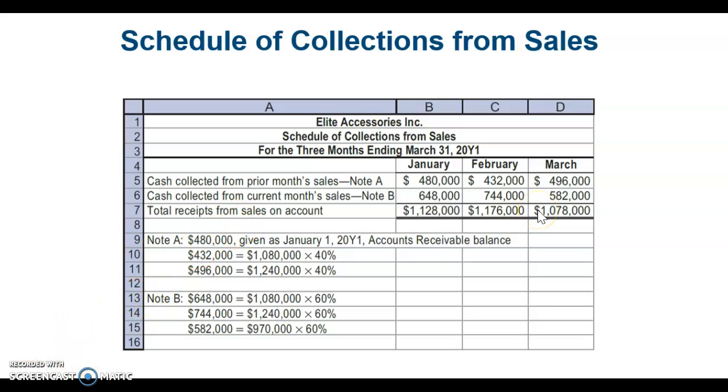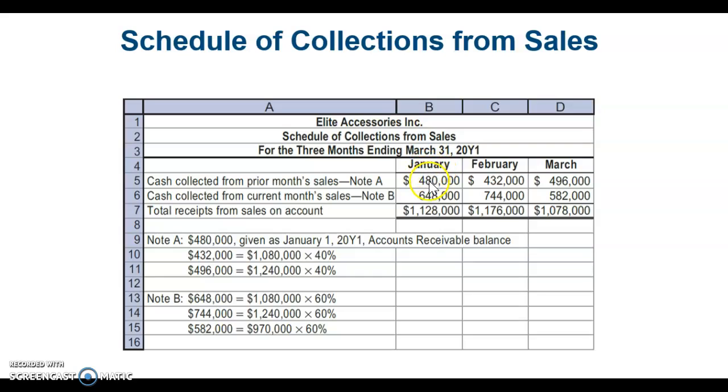Some of our money will come from current sales and some of our money will come from previous sales just now collected. So it will tell you what percentage you expect to collect from the current month's sales and what percentage you expect to collect from prior month's sales. And then you add those together to figure out how much you will receive each month from those sales.